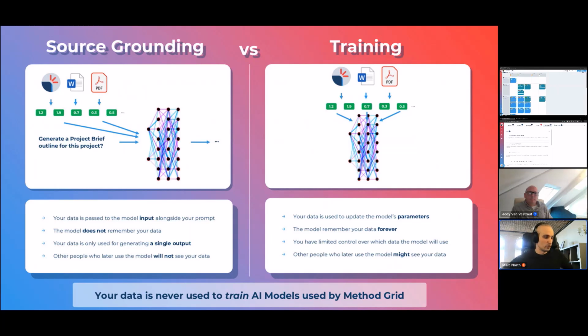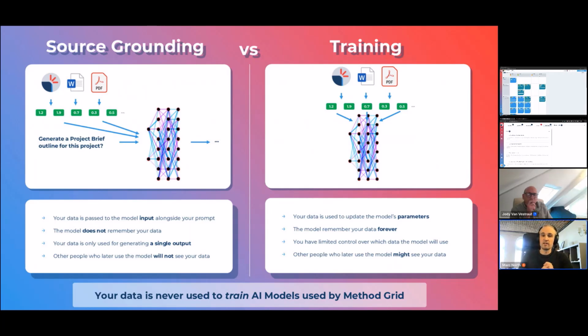If you train an AI model on your organization's data, and that's a shared model that other people are using, there's no guarantee that other people outside your organization won't see that data in their AI responses. Now, the very important point to make here is that we don't do that. In MethodGrid, we do not train AI models on any of your data. So there's no risk of any of those bad things happening, because that's not what we do. What we do instead is source grounding. As I said before, there are two places that an AI model can get information from: its parameters, or the other place, and this is where source grounding comes in, its input.